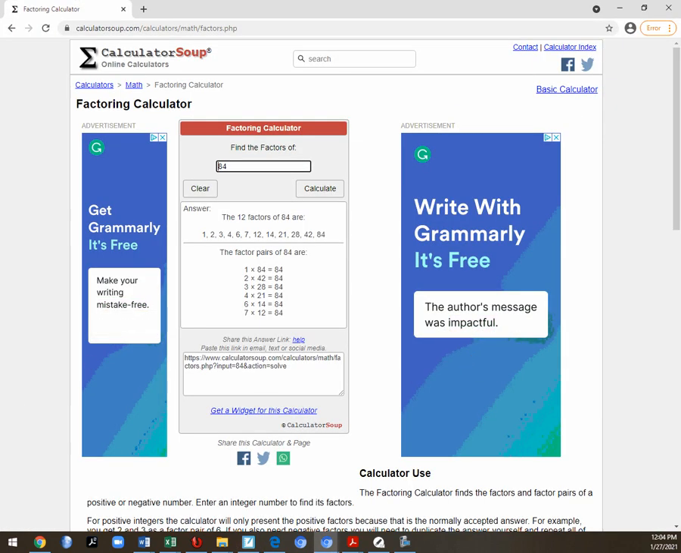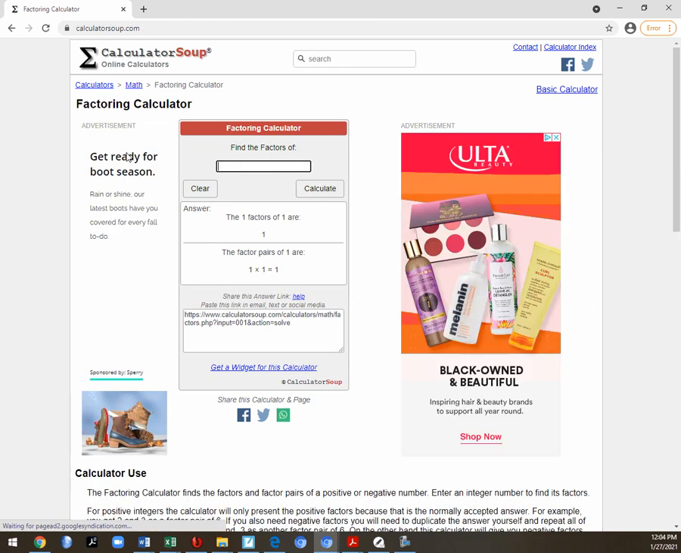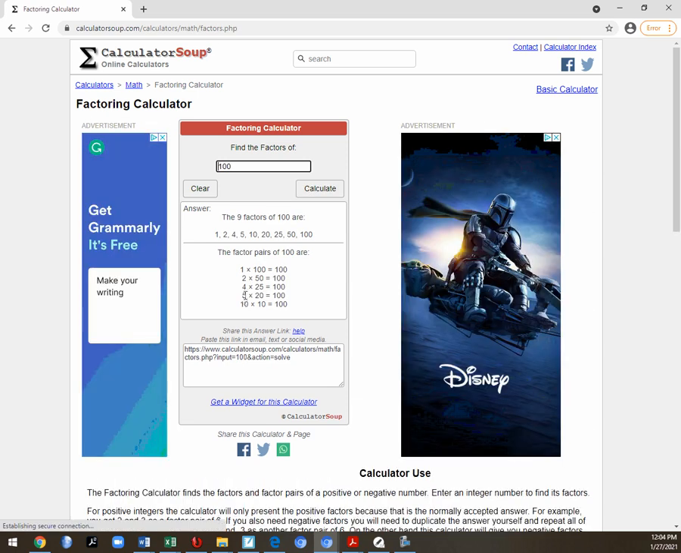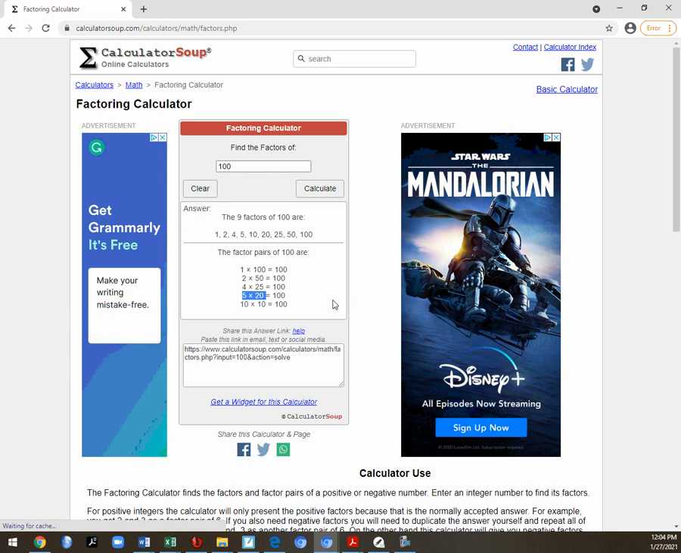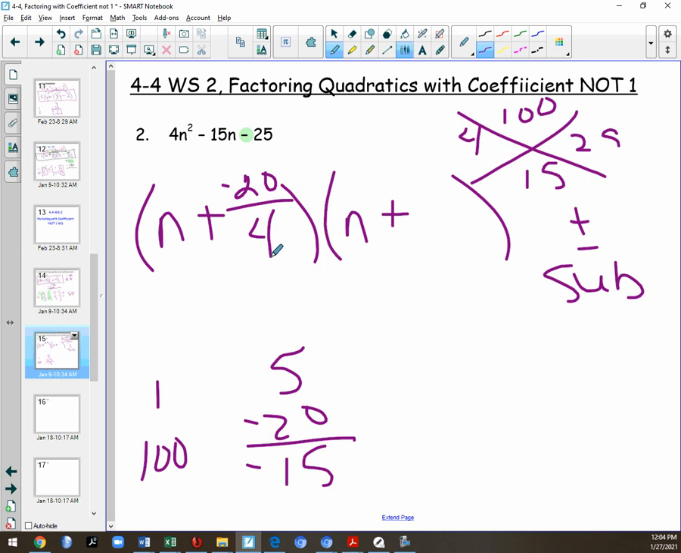We're going to do 100. If I could write the right problem down, that'd be great, guys. Sorry. Okay, so which one of those is going to give me 15? Well, if you said 5 and 20, you would be correct. So I'm going to put 5 and 20 in there. 5 and 20 are going to give me the 15, but I need a negative 15, so the 20 is negative. So I have negative 20 over my A, and I have 5 over my A.